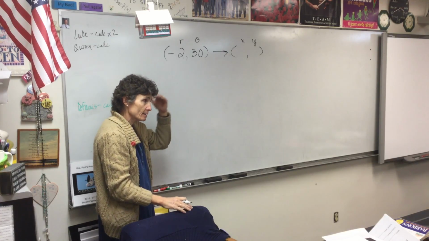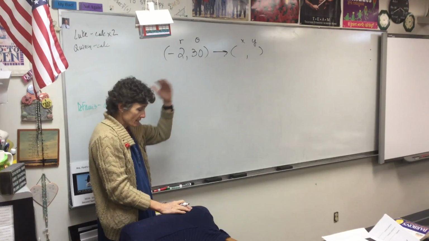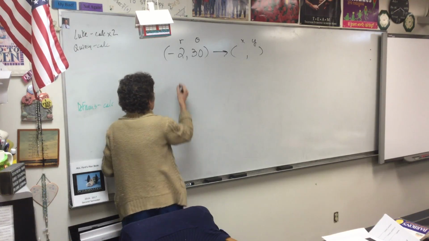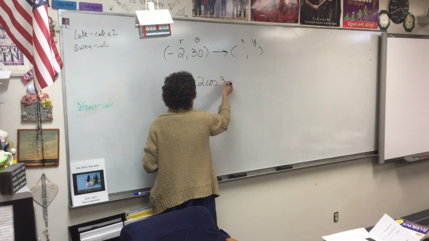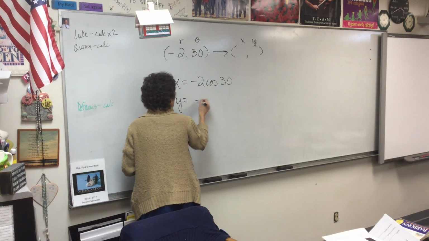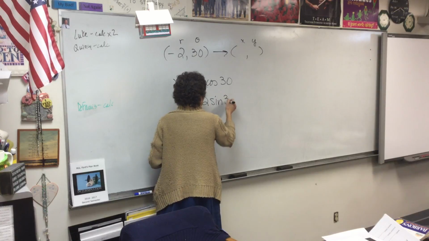This should be like your mantra. X equals r cosine theta. So I need x. x is -2 cosine 30. y is -2 sine 30.